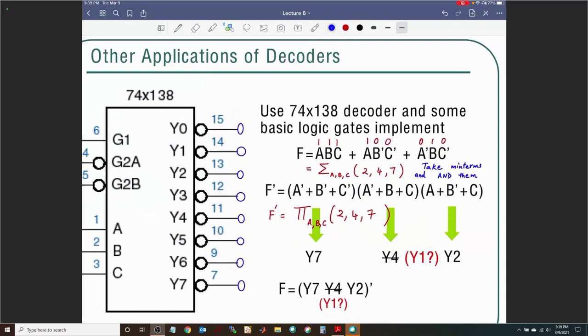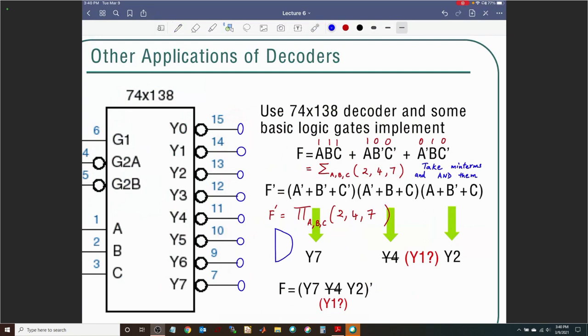If I put another bubble there, after the bubble, I've got minterms. Which minterms do I need? 2, 4, and 7. This and this and this, because it's the SOP form, right? So one option to synthesize is use an AND gate and put these things into it.